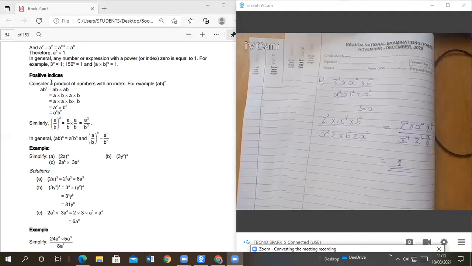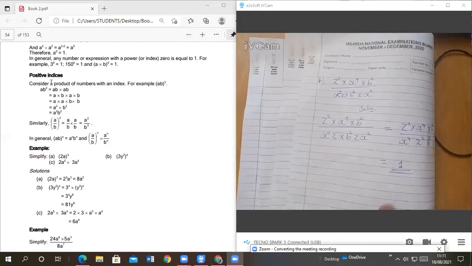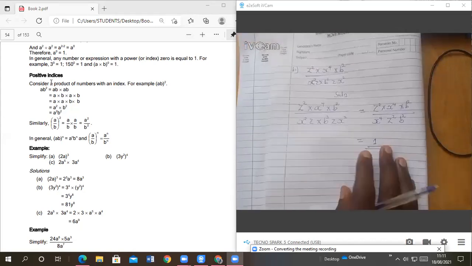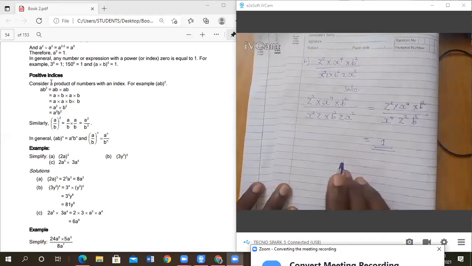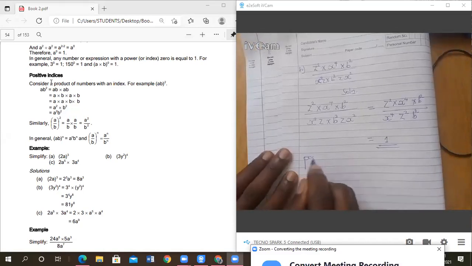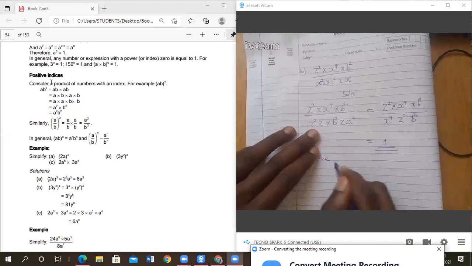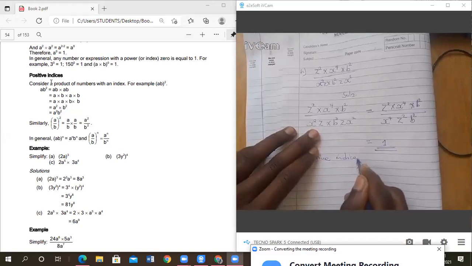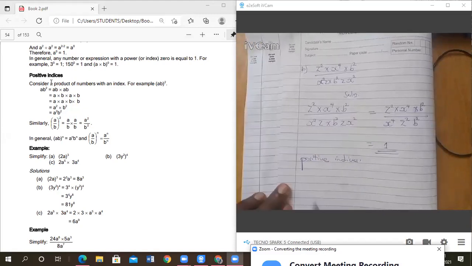So without wasting time, let's move to another concept. In the first session, we looked at zero index. Now let's look at what we call positive indices. Are you seeing what is in the notes? Positive indices. Are you able to see the notes? Yes. Let's look at positive indices.